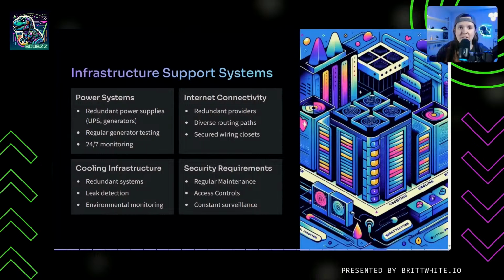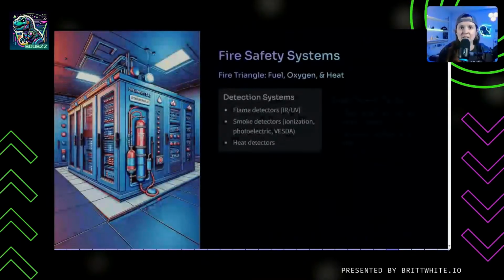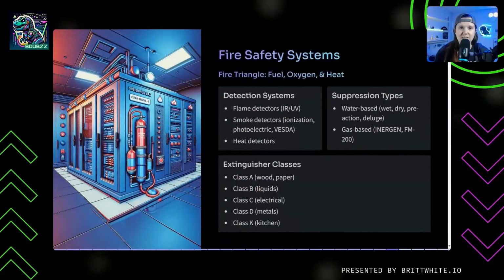Now moving on to fire safety systems. Fire safety is a comprehensive system of prevention, detection, and suppression, with human life as the top priority. Now remember, a fire needs 3 elements to survive: fuel, oxygen, and heat. When it comes to fire safety, the goal is to eliminate one of these 3 elements from the equation. Prevention starts with regular inspections, proper storage of flammable materials, electrical system maintenance, and clear evacuation routes with visible signage.